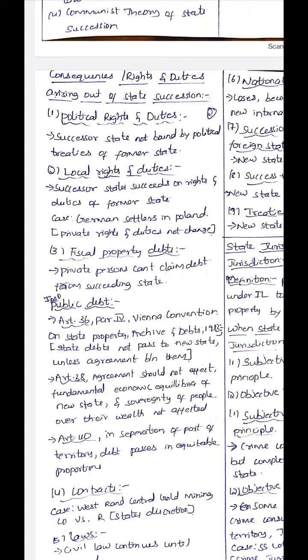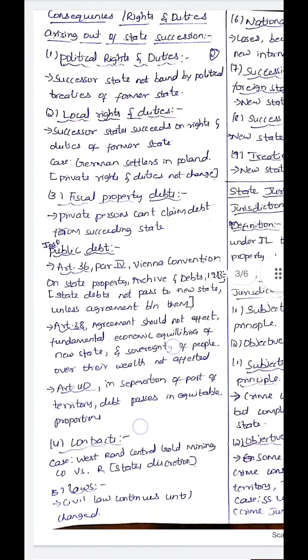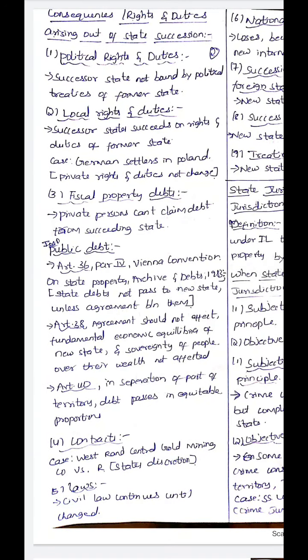The next is fiscal property and debts. Private persons can't claim debt from succeeding states. So if a private person had a debt from a preceding state, after succession this private person cannot claim his debt from the succeeding state. But what about public debts? This is an important concept. It has been asked as a short note also, public debt separately.